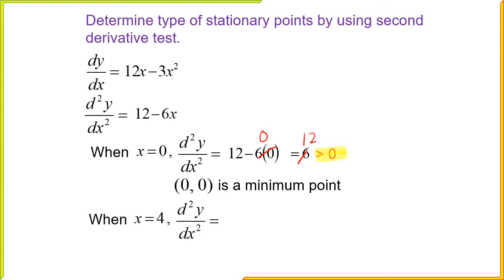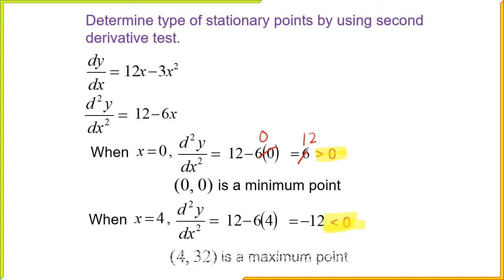And then for x equal to 4, d2y/dx squared is 12 minus 6 of 4, which is negative 12. So negative 12 is a negative value, less than 0, which means that the point (4, 32) is a maximum point. So we found out the nature of the points already. That's all for this lecture. In conclusion, we just need to find the stationary points and find the nature by using either the first derivative test or the second derivative test.